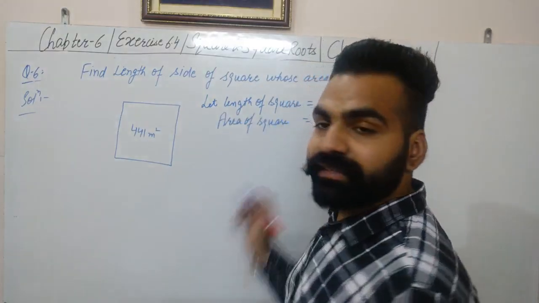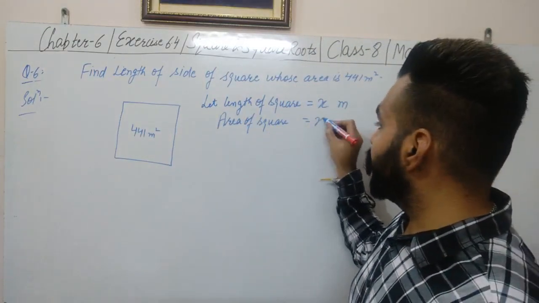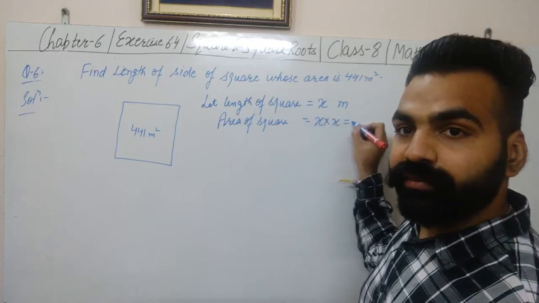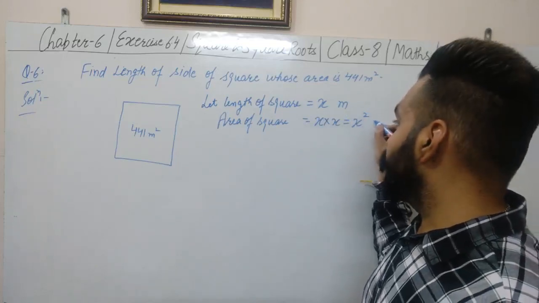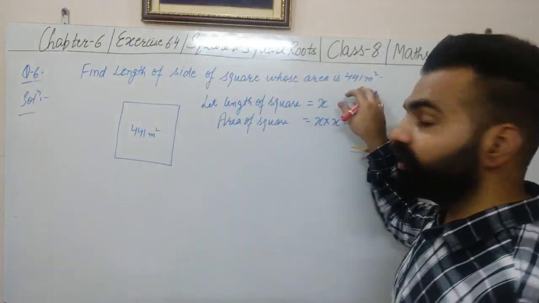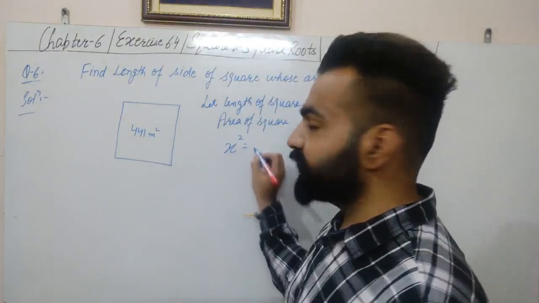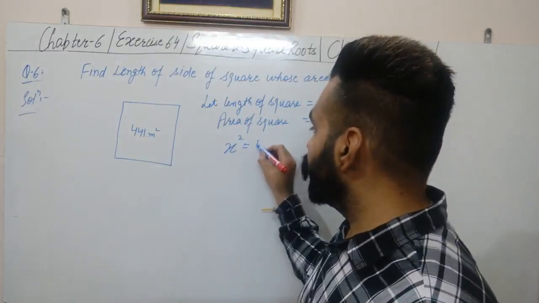Area of square is side square, and side is equal to x. So area will be x multiply x, that will be equal to x square. So this will be area. And what is the area given in the question? 441. So this area, that is x square, should be equal to 441.